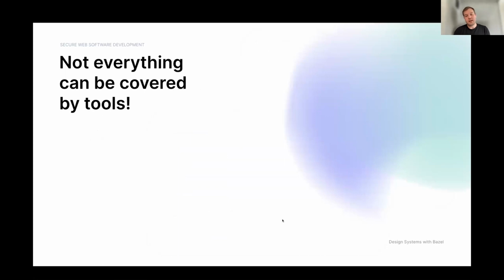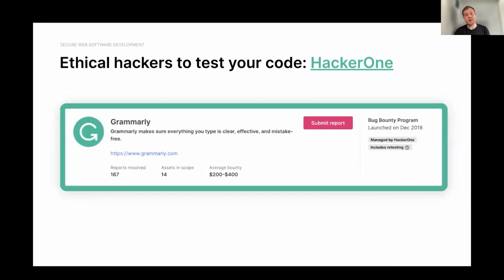Unfortunately, not everything can be covered by tools, because in security, someone may make a mistake in a pretty non-obvious place, and that's why it's better to also use some sort of manual testing. At Grammarly we are using HackerOne, ethical hackers who are trying to hack your code. We have been doing this for more than 5 years, and we found the collaboration with HackerOne is pretty successful.